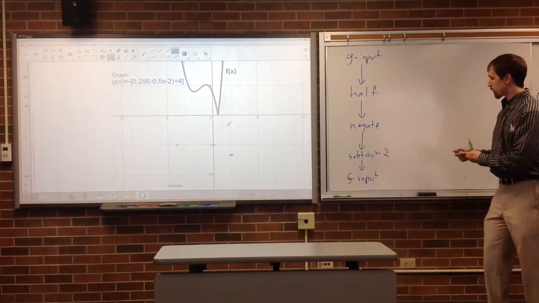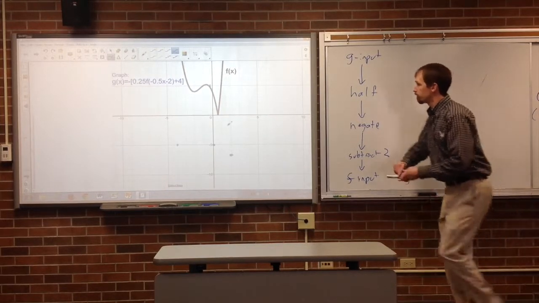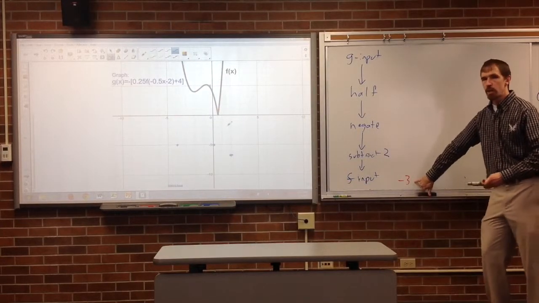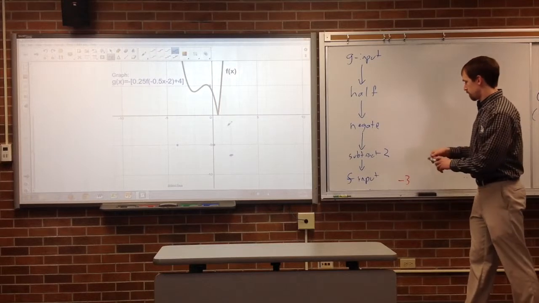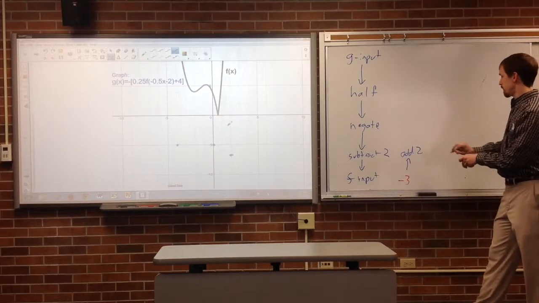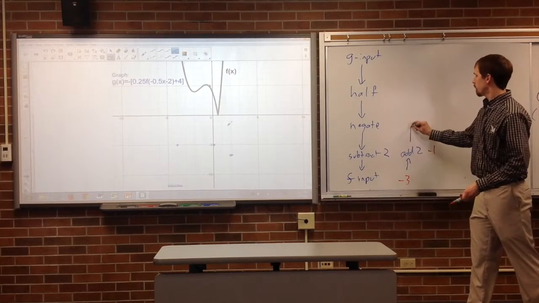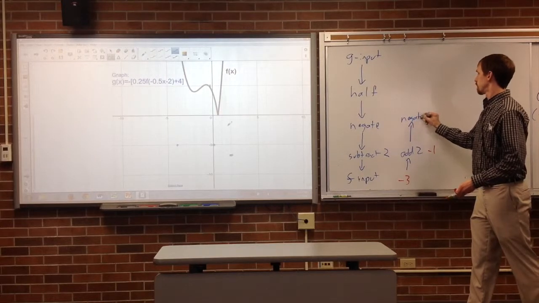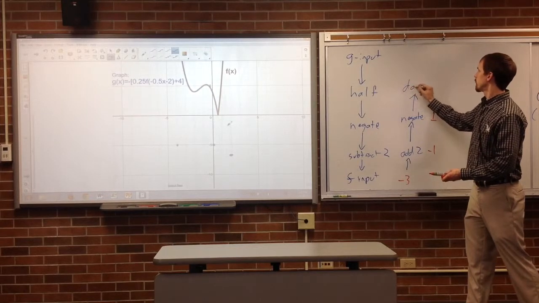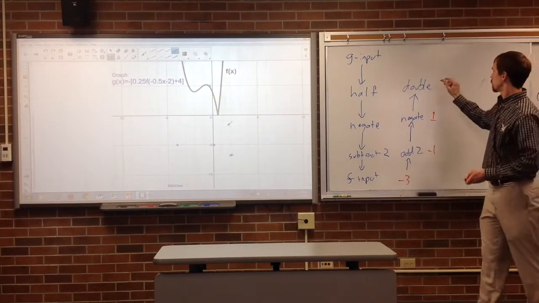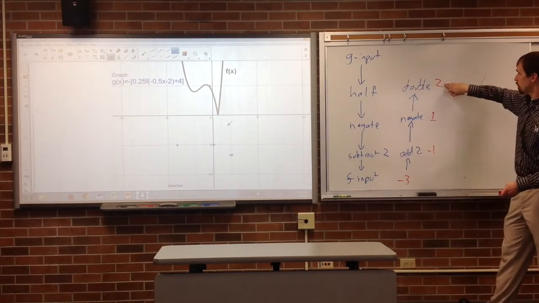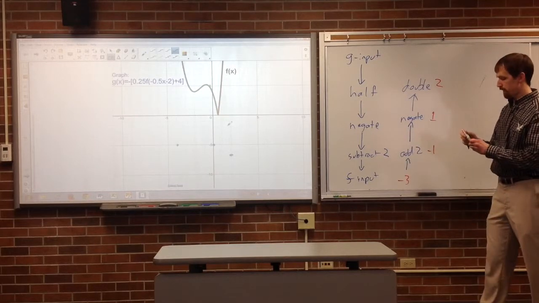So let's say we want to go backwards. I know I ended up with an x input of, in this case, this point right here, -3, 7. The input for f was -3. What g value would correlate to that? Work backwards. I would have to add 2. So that'd take me to -1. Then I would have to negate it, which would put me at +1. And finally, I would have to double it, in that order, which would take me to 2. That's our g input. The g input of 2 corresponds to an f input of -3.